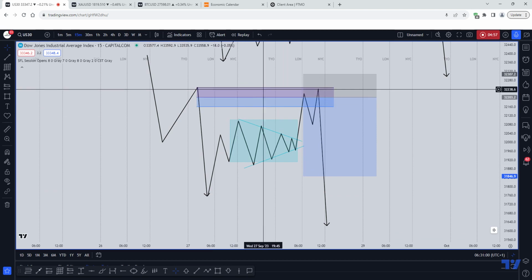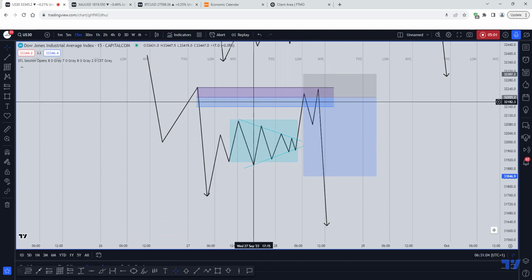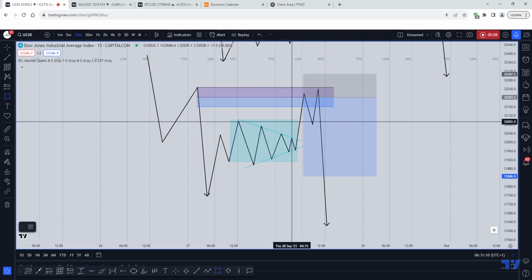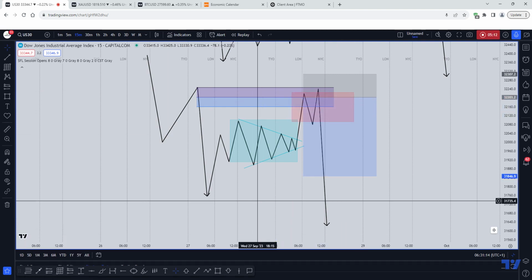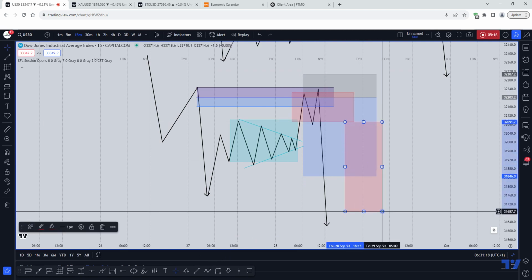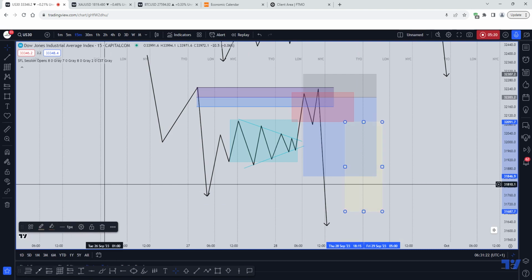In this case, it's obviously a bearish trade, so you're looking for an accumulation just below a higher time frame level of supply, a manipulation into that level of supply, and a distribution into the other side of the liquidity that was created during the accumulation. Okay, and that's the setup that we're looking for here.